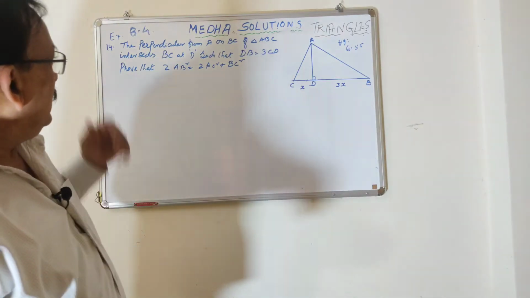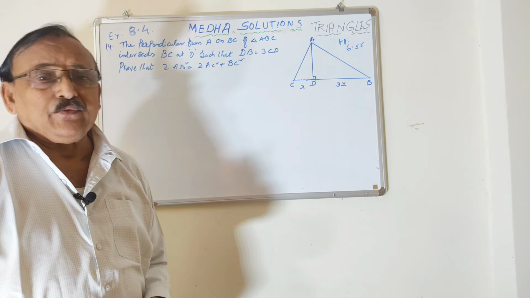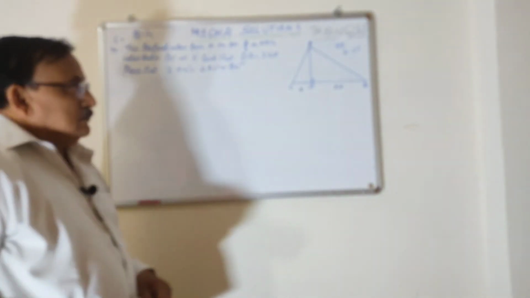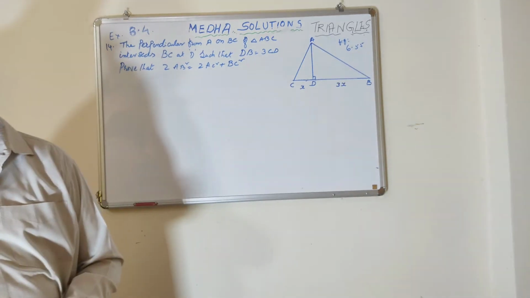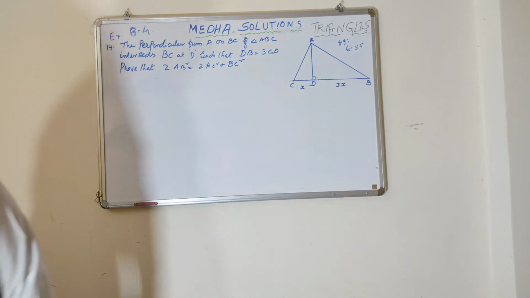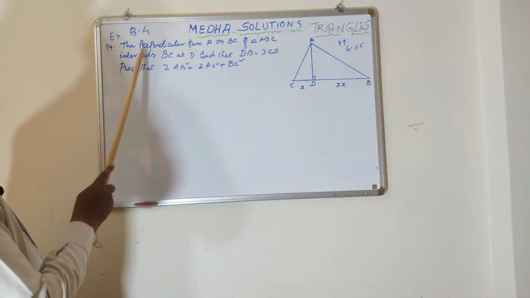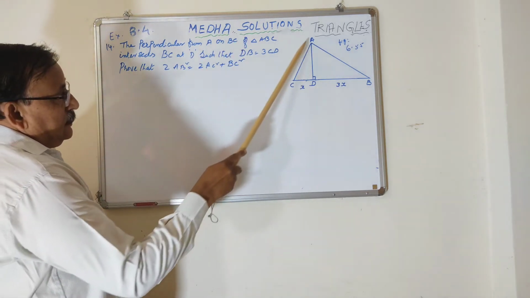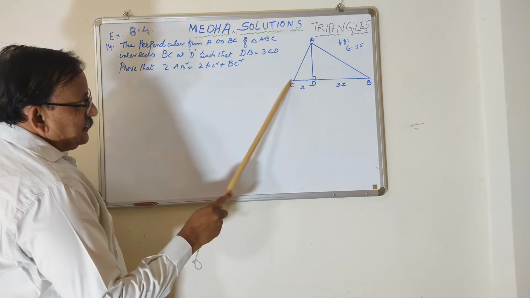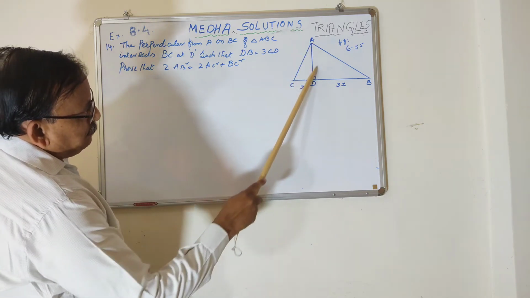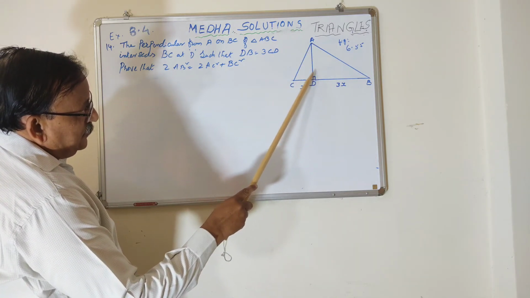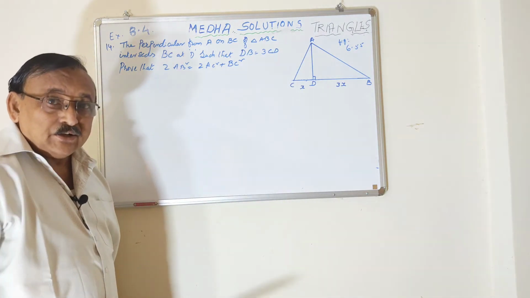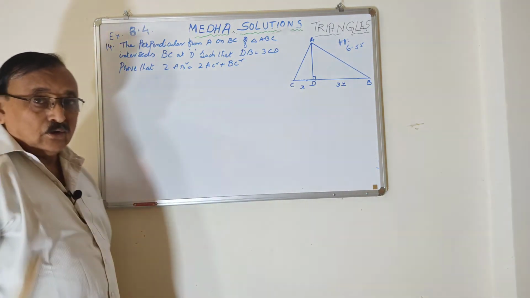See, again, this is in exercise 8.4 of NCERT, the 14th sum in the same triangles chapter. See, the sum is the perpendicular from A on side BC of triangle ABC. This is the perpendicular line, so it is 90. It is only a perpendicular, not an altitude. It is not an equilateral triangle also.